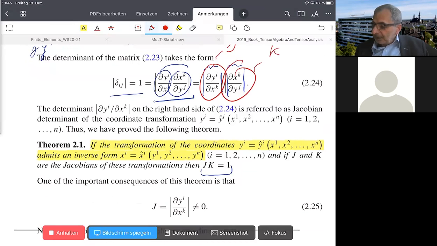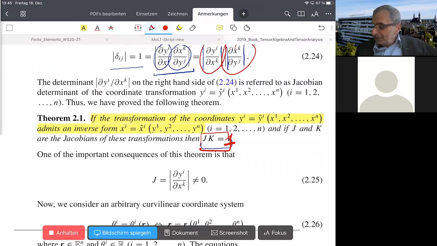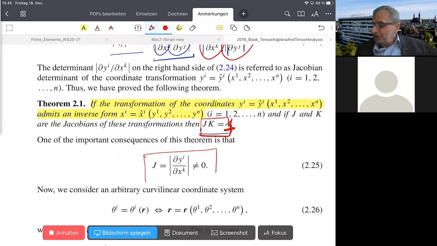Then J times K is equal to 1, right? A very important result for us for the future, because it will also be important that none of these Jacobians can be equal to 0. They should be different from 0, and you will see later today that this is very important for tangent vectors.